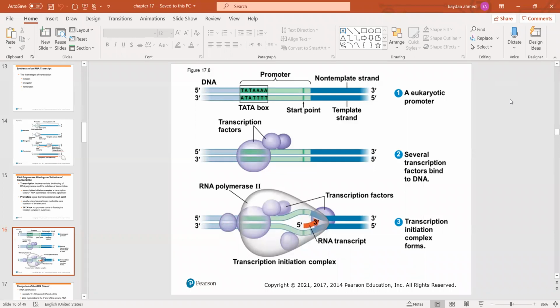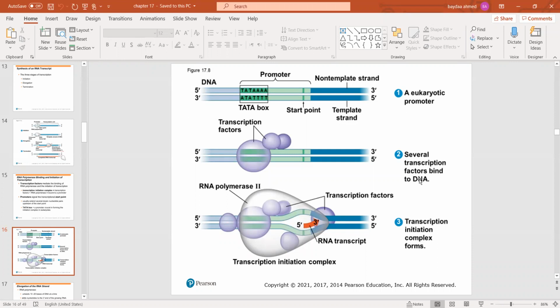This figure illustrates the initiation of transcription at a eukaryotic promoter. In eukaryotic cells, proteins called transcription factors mediate the initiation of transcription by RNA polymerase II. A eukaryotic promoter commonly includes a TATA box, a nucleotide sequence containing TATA about 25 nucleotides upstream from the transcriptional start point.